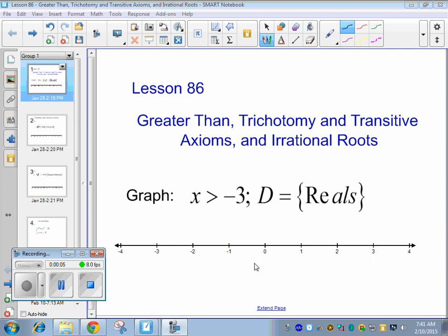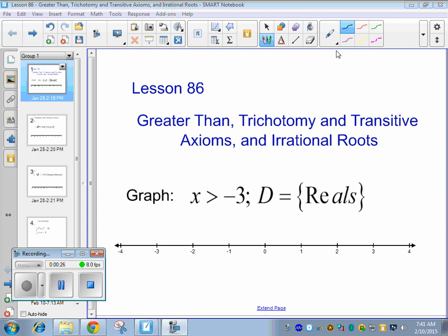We've basically been doing these since pre-algebra. So x is, what does that symbol say? Good. Greater than -3. Domain of real numbers. So real numbers is a solid line. If it's integers, that's what you put points on each integer. Okay, but real numbers is a solid line.